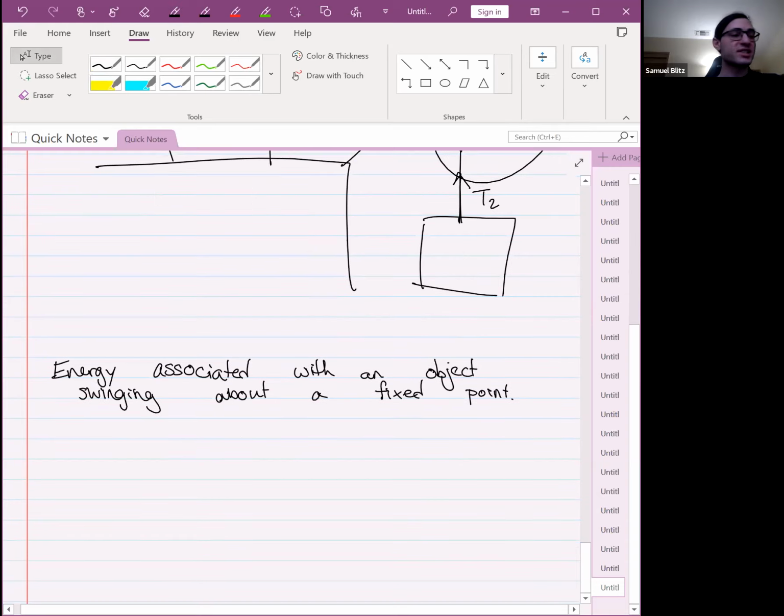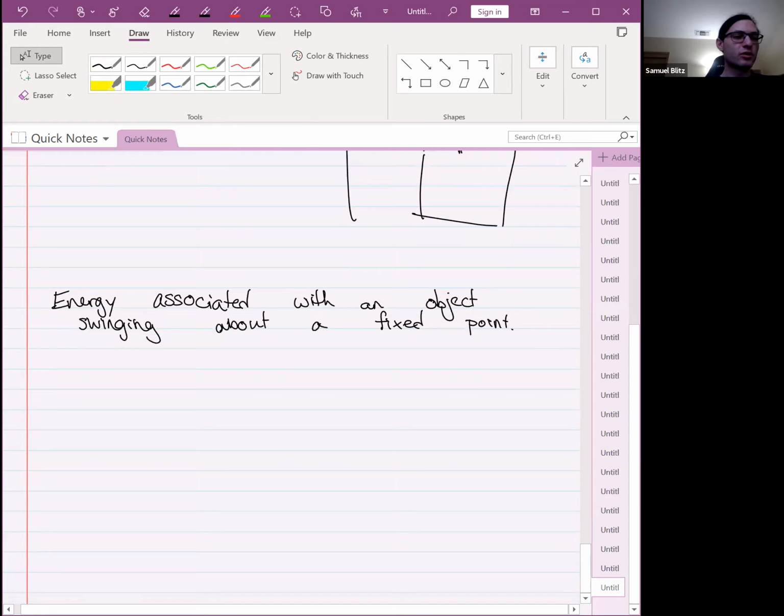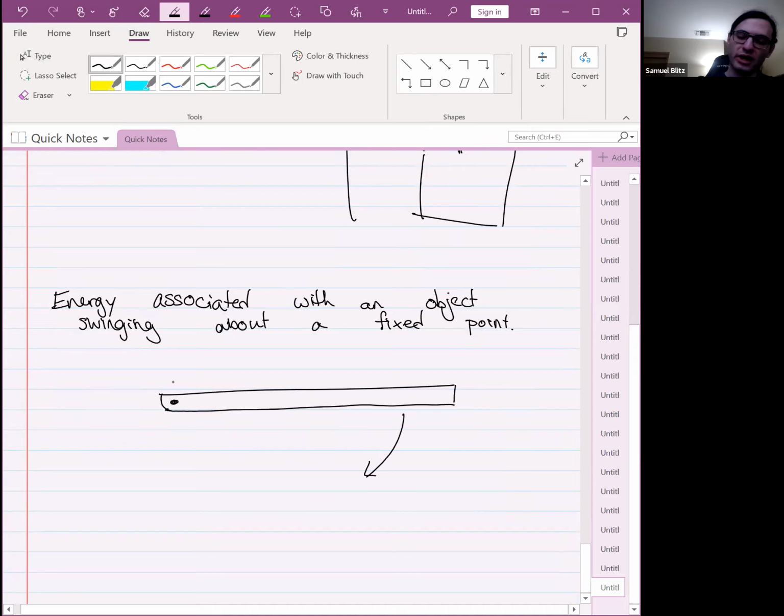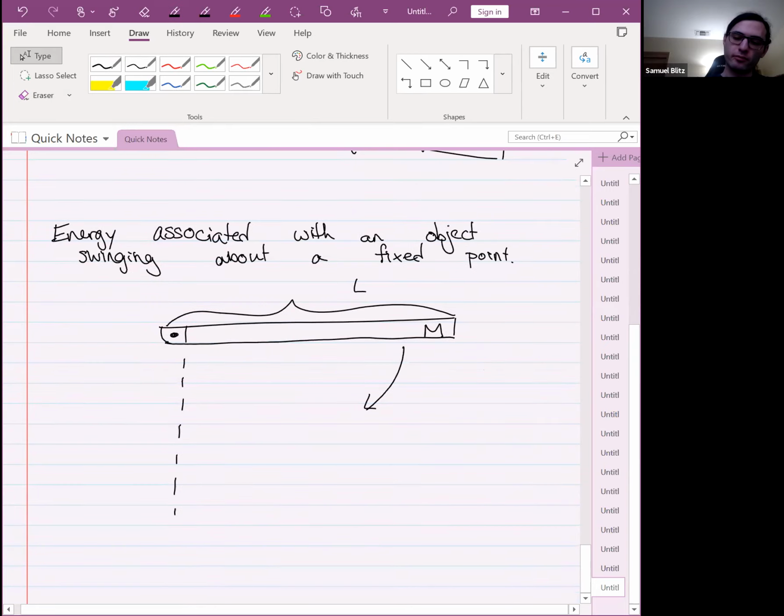So you might ask the question, how fast? Let's say that we have a uniform rod, right? Initially it's horizontal, and then it swings down. Let's say it has length L, has mass M, and it swings down to a vertical position. How fast is it going by the time it swings down?